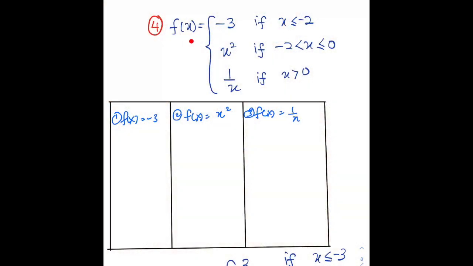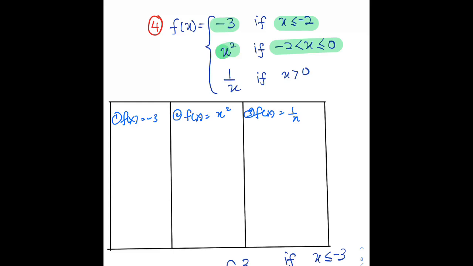Question here, this is also a piecewise defined function. So your f(x) is equal to minus 3 if x is less than or equal to minus 2. So only when the domain is less than or equal to minus 2. How about the next one? f(x) is equal to x squared. This is a square function. So the domain will be from x starting from minus 2 not included until 0 included.